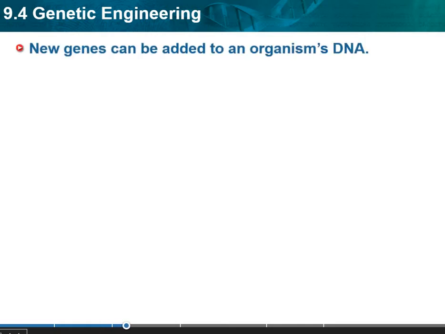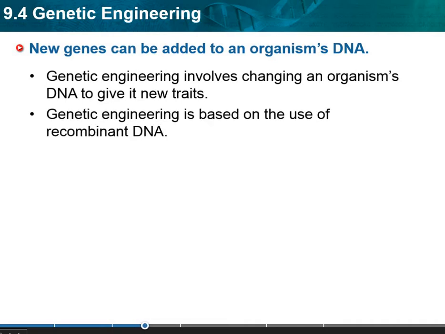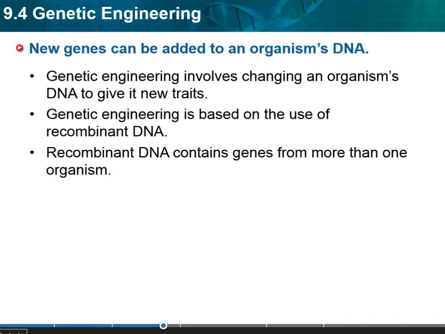Now, new genes can be added to an organism. This is genetic engineering. It involves changing an organism's DNA to give it new traits. Genetic engineering is based on the use of recombinant DNA. Recombinant DNA means you're combining DNA from two different sources. So recombinant DNA contains genes of more than one organism. In that picture, you can see there's bacteria DNA and foreign DNA of some other organism. And the bacteria will read that and say, oh, I need to make this or I need to make this.